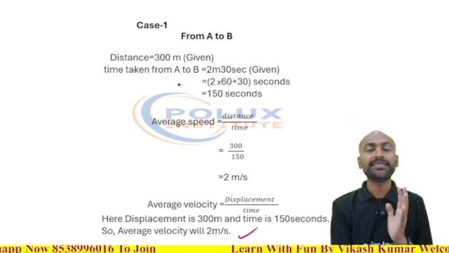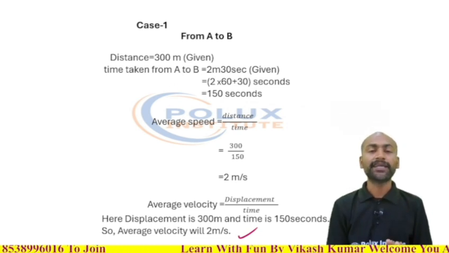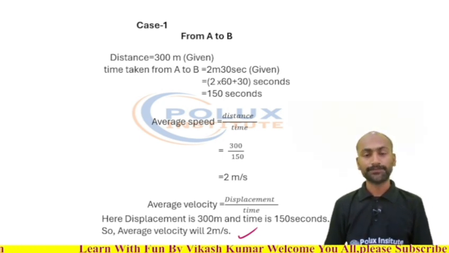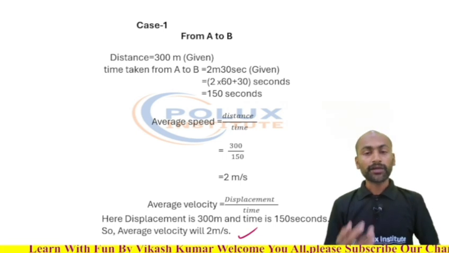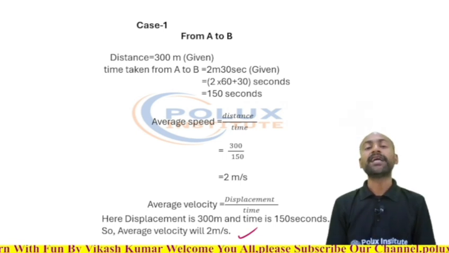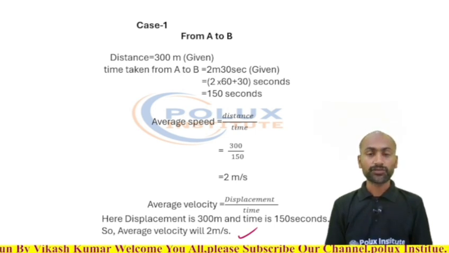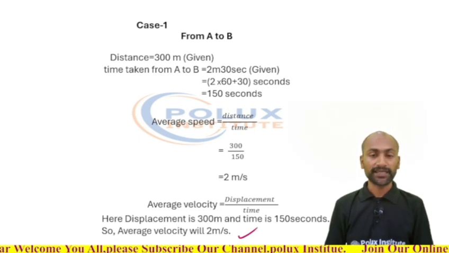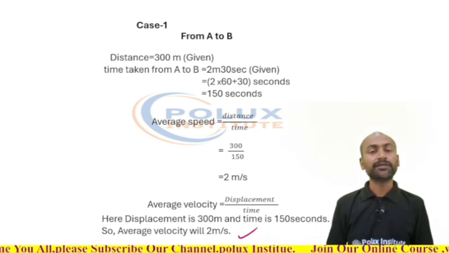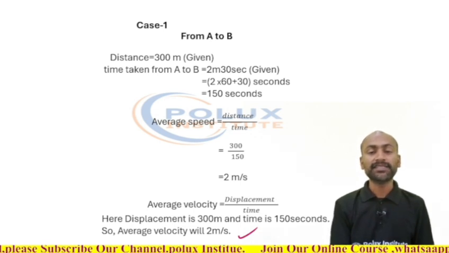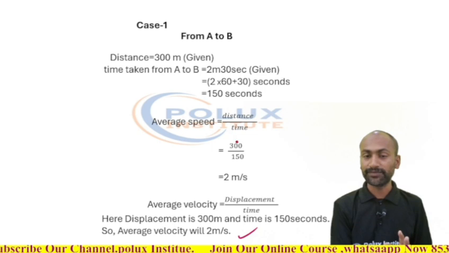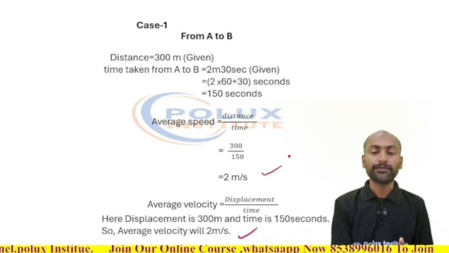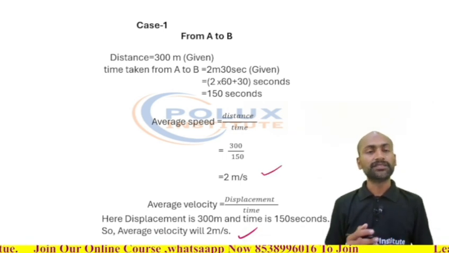The distance is 300 meter, which is given, and time taken from A to B is 2 minutes 30 seconds. That is also given. Now let's convert this time into seconds. If you convert this time into seconds, it will give you 150 seconds. As we know, average speed equals distance by time. So here distance is 300, which we already have, and time is 150. If you substitute here, we will get the average speed, that is 2 meter per second.